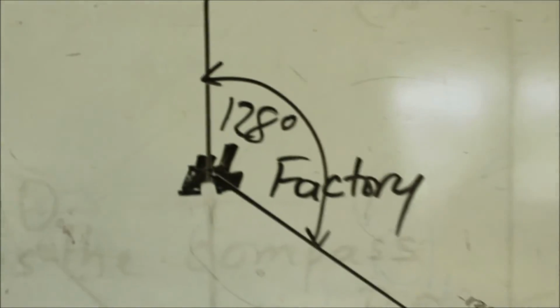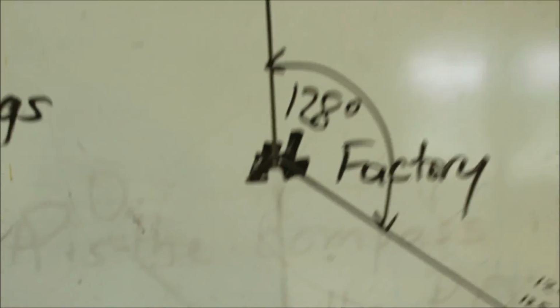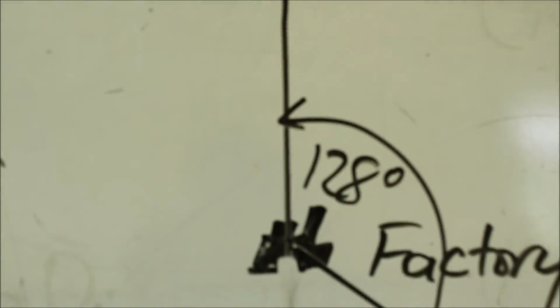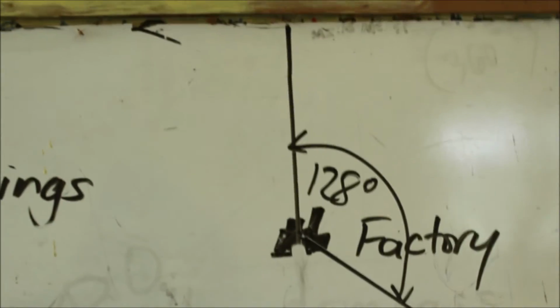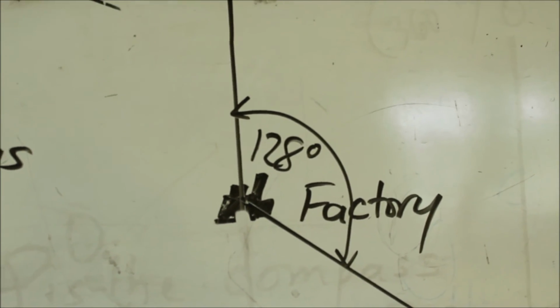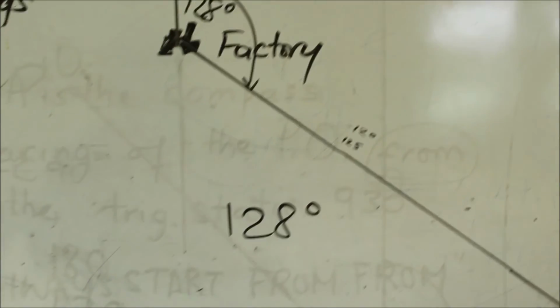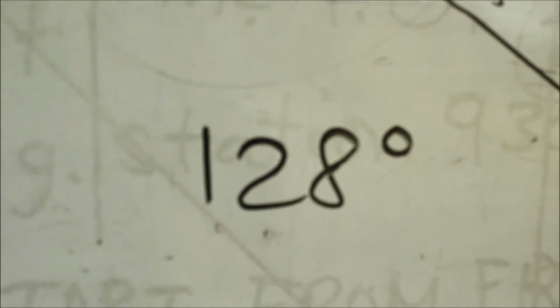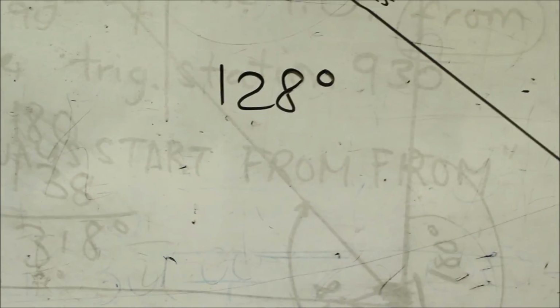So we're measuring the angle there. So we start off, we draw our north-south line. Then we draw our line connecting both points, the factory to the reservoir. Then we measure the angle that is formed between the two lines, and we use our protractor to do that, and we have our answer being 128 degrees.